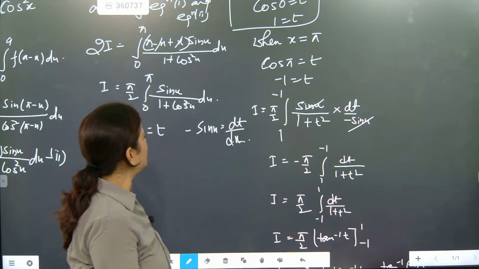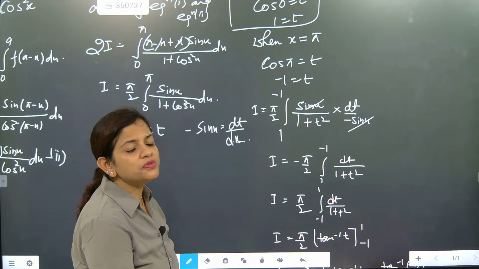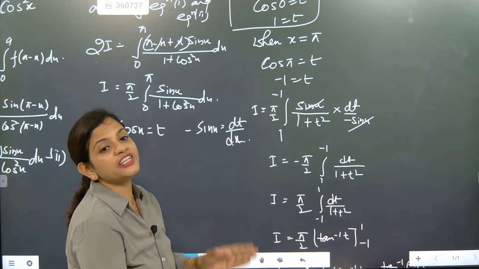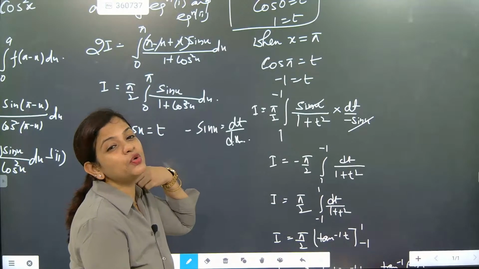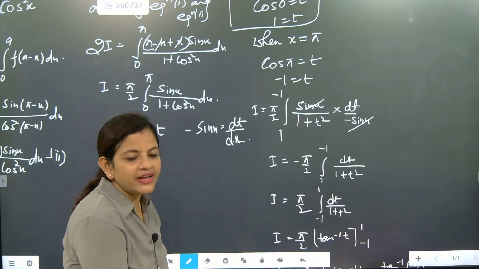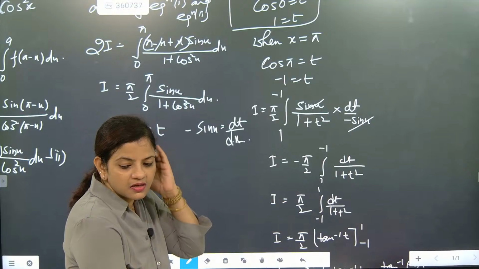If you are substituting t as 1 plus cos square x, the differentiation will change now. Cos square will become 2 cos x into sin x, that will become sin 2x. And the numerator is 2 sin x only. So sin x and sin 2x will not be cancelled.